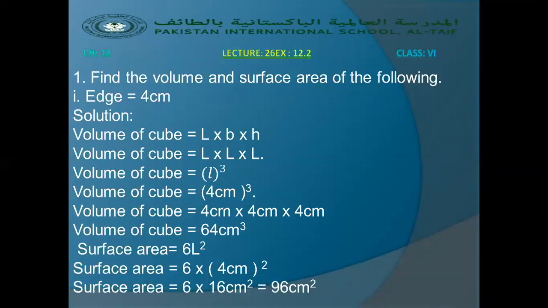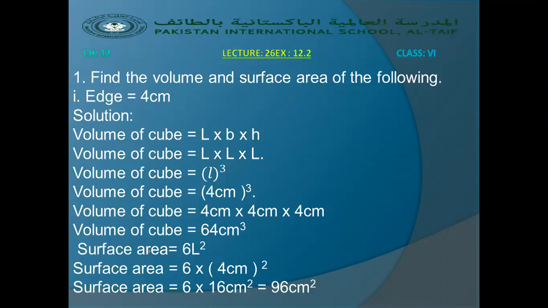Whole cube means we have to repeat the 4 centimeter 3 times: 1, 2, 3 times. 4 fours are 16, 16 fours are 64 cubic centimeter. This is the value of volume.